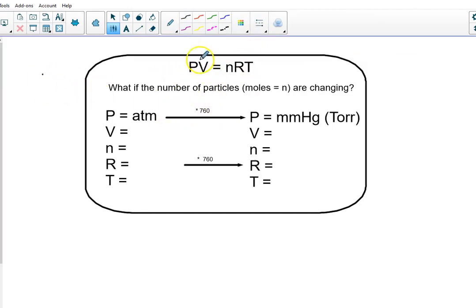So you notice here, these are all the variables. We've got pressure, volume, n, which is the number of moles, R, which is the universal gas constant, we'll talk about that in a minute, and temperature. So nowhere here is the identity of the actual gas mentioned. Just like in the combined gas law, there's nothing here that talks about the identity of the gases. It doesn't matter because our gases are ideal, meaning that the identity of the particles doesn't matter.